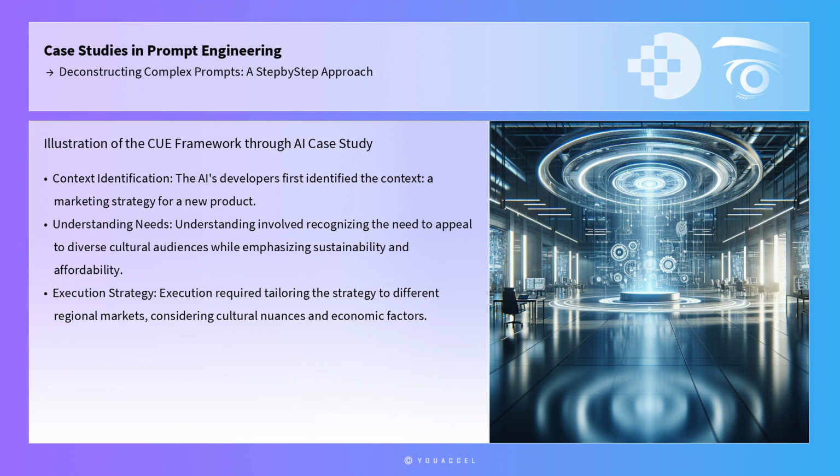By applying the Q framework, the AI's developers first identified the context: a marketing strategy for a new product. Understanding involved recognizing the need to appeal to diverse cultural audiences while emphasizing sustainability and affordability. Execution required tailoring the strategy to different regional markets, considering cultural nuances and economic factors. This systematic approach enabled the AI to generate a nuanced and effective marketing strategy that resonated across different regions, demonstrating the practical application and effectiveness of the Q method.